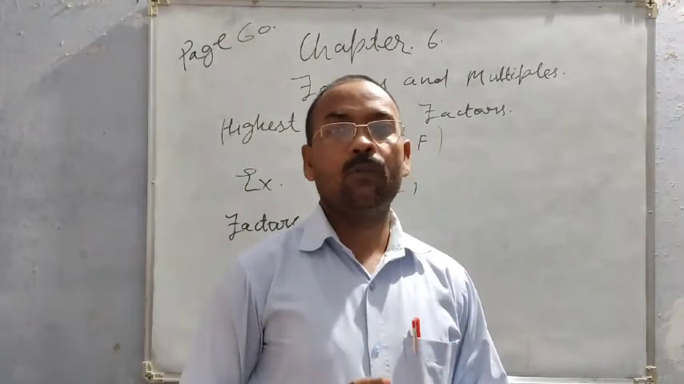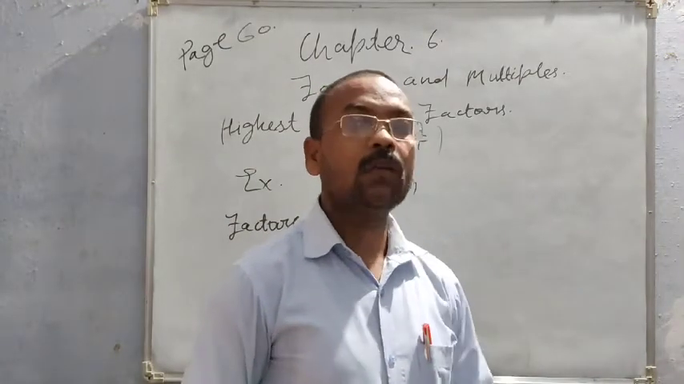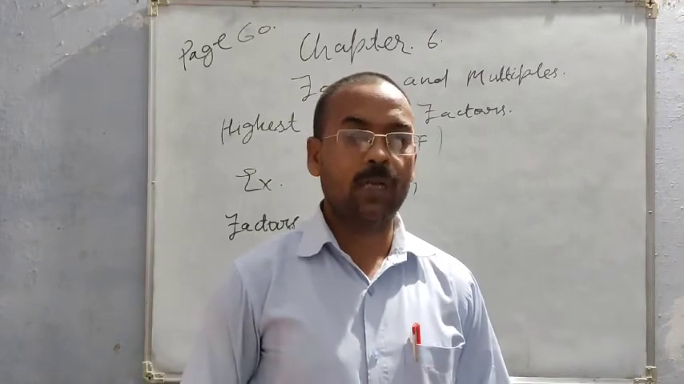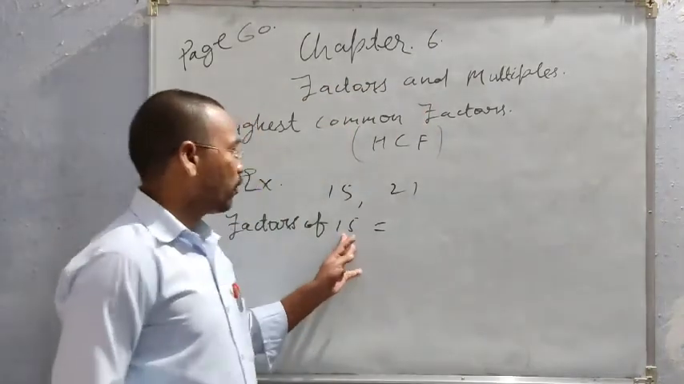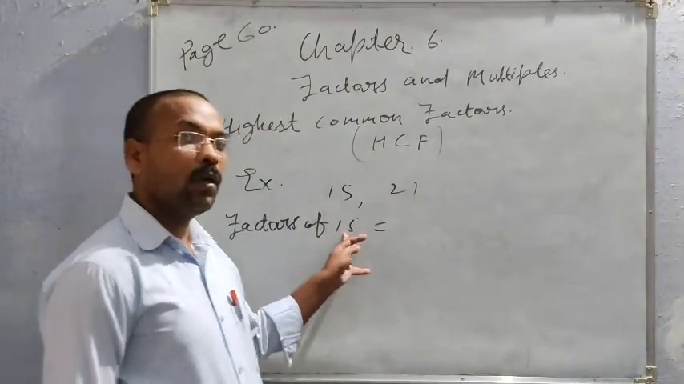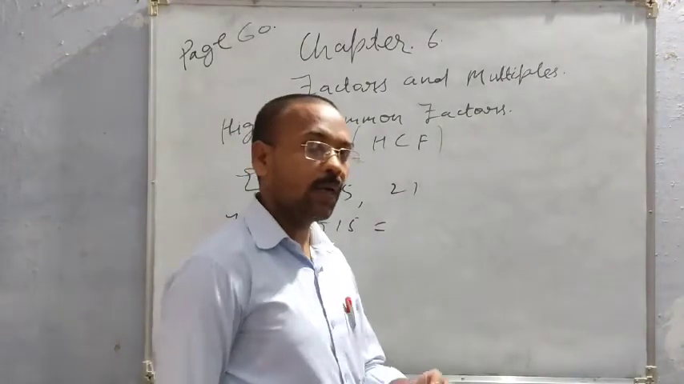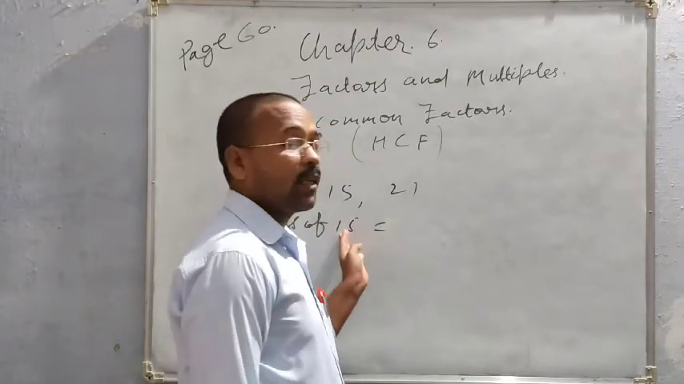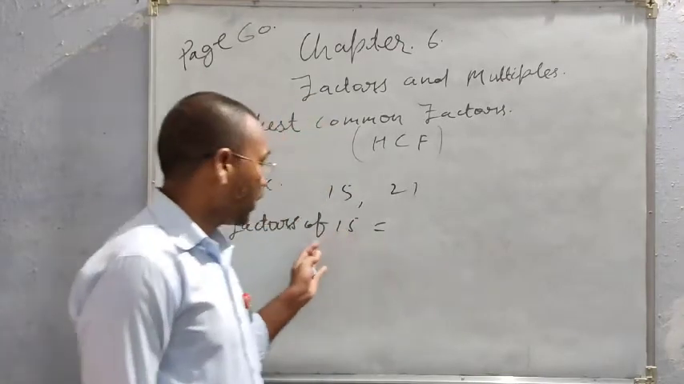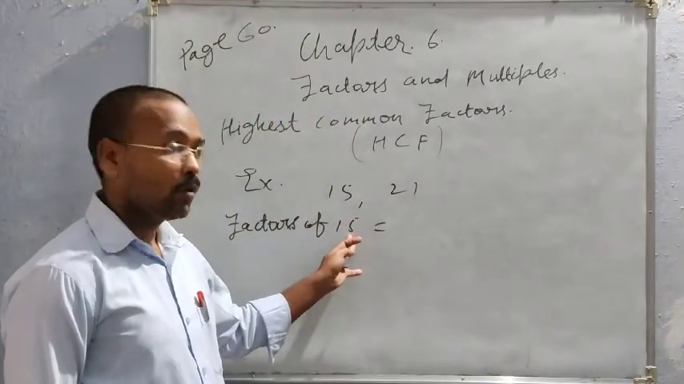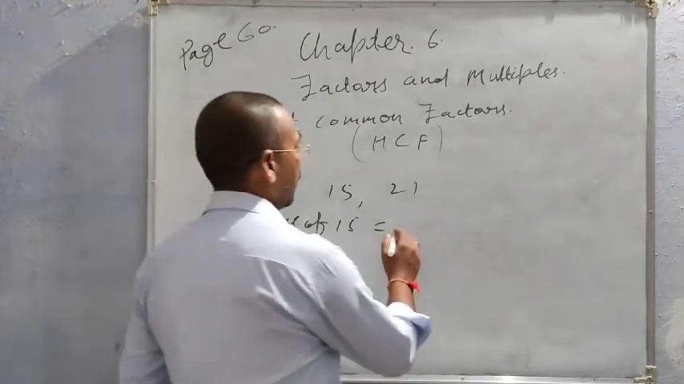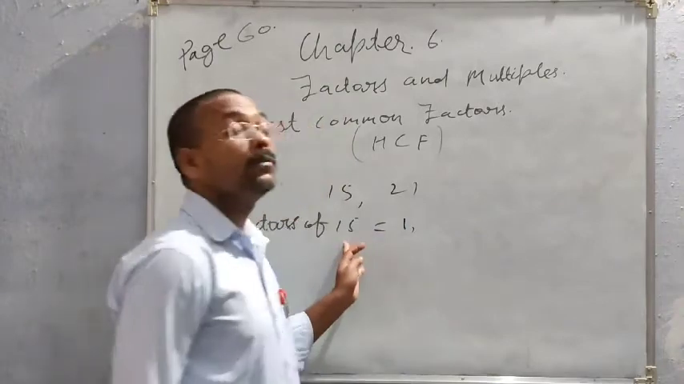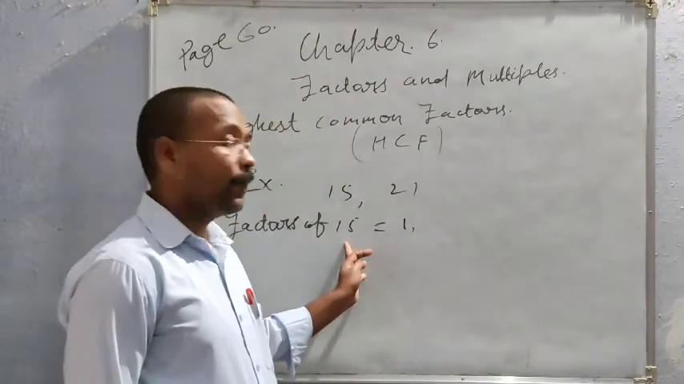You know how to find the factors of any number. You were using two methods, multiplication and division method. Suppose you want to write factors of 15. You know that 1 is a factor of all numbers, the smallest factor of 15 is 1, and the highest factor of 15 is 15. So 1, and then you can test the others.